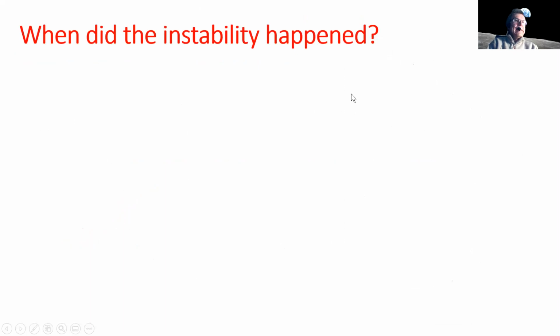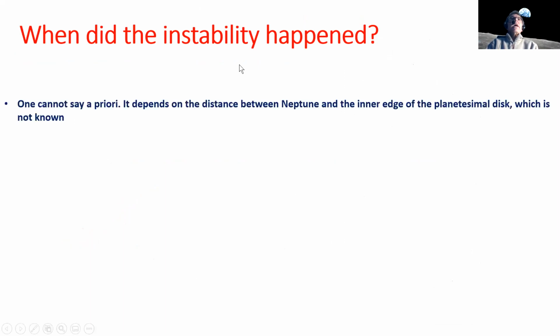So when did the instability happen? We are very confident that the instability happened because no other dynamical process can explain the distribution of the small bodies in the outer solar system as well. But when the instability happened, it's really unclear. We cannot say a priori because, as I said when the movies were running, the time of the instability depends on the distance between the initial orbital location of Neptune and the inner edge of the planetesimal disk. And this is unknown. So I can get early instabilities or late instabilities depending on how I put down my initial conditions. So a priori, we cannot give an answer.